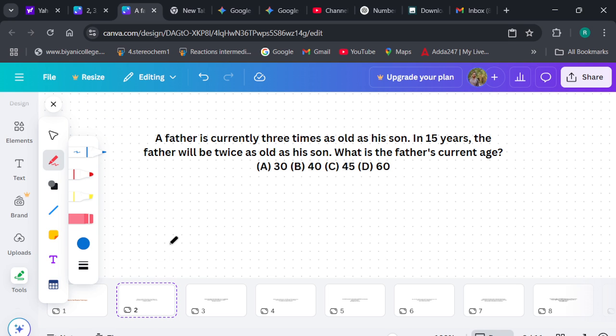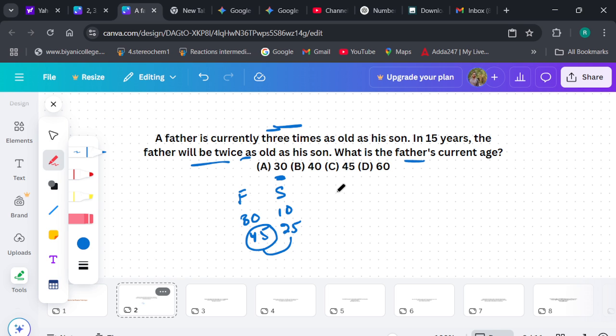Now let's say there is a question which says a father is currently three times as old as his son. In 15 years, the father will be twice as old as his son. What is the father's current age? If I take the father's current age as 30, I'm doing option verification. If father is three times, the son should be 10. After 15 years, the son becomes 25 and the father becomes 45. Is the father twice now? No. If he was 50, I would have said yes.